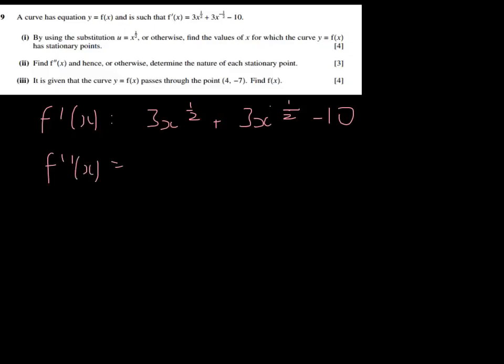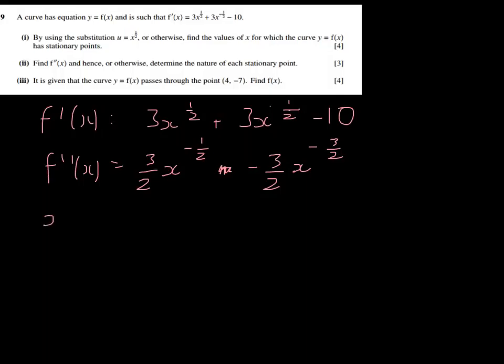So how it works is I multiply the power by whatever the coefficient is, so that gives me 3/2, and then I take 1 off the power, so it gives me -1/2. Do the same thing here, so I'm going to get -3/2 x to the power of -3/2. And when I differentiate -10, it's just going to be 0.